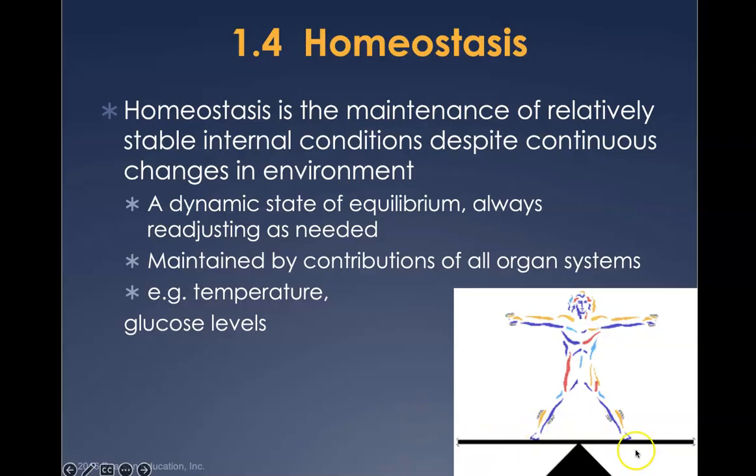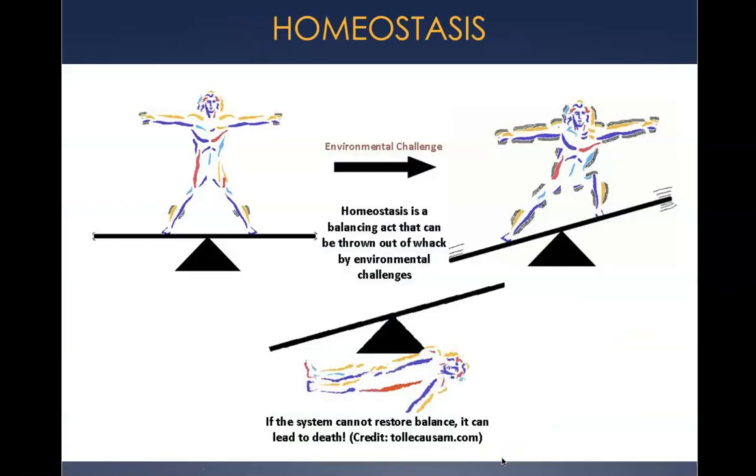I like to think of this as kind of, you know, you're standing on a seesaw. And here would be your homeostasis. Anytime that we veer from homeostasis, you're going to see that our body, mostly our organ systems, will do things to bring us back to homeostasis. So again, homeostasis is this kind of balancing act. Different environmental stimuli can throw our homeostasis out of whack, and our organ systems are going to try to get us back. Now, if our organ systems are not able to restore balance, this can eventually lead to death. So again, homeostasis is that important.